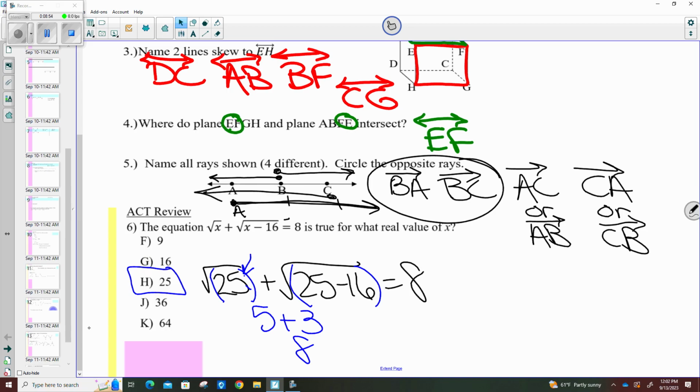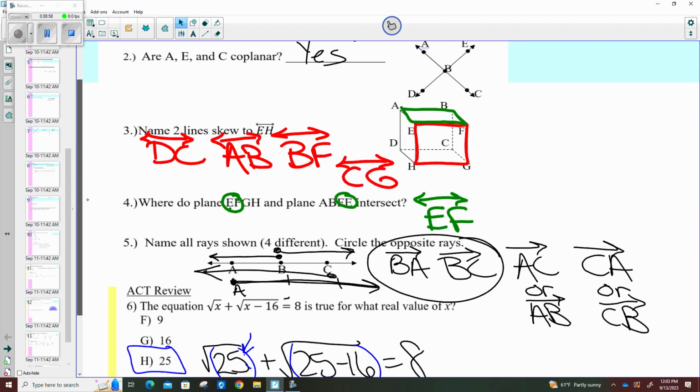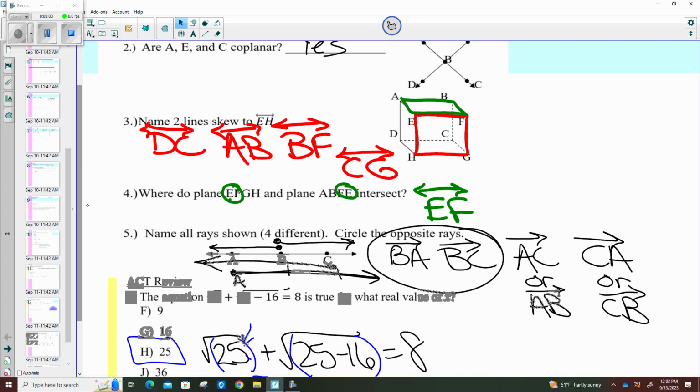Double checking that you showed me work on number 6. Double checking your symbols in number 3, 4, and 5. Making sure you've got lines on 3, a line on 4, and arrows on 5. Then you're going to make sure it's 100% correct. Put your name on, passed up. Make sure you circled your opposite rays in number 5.